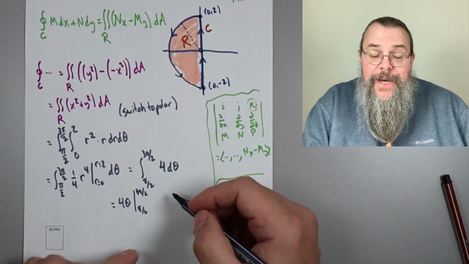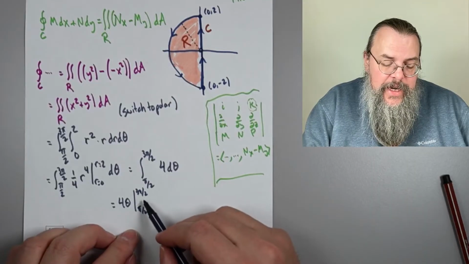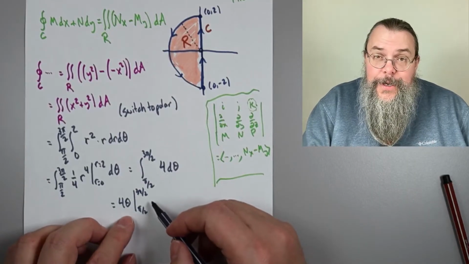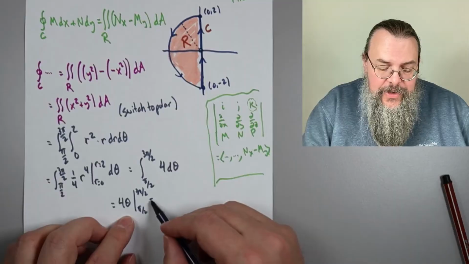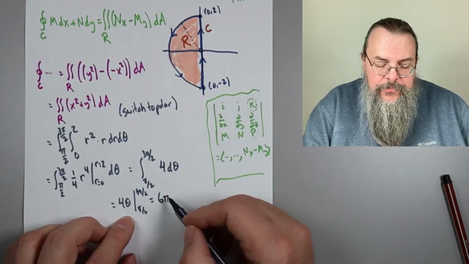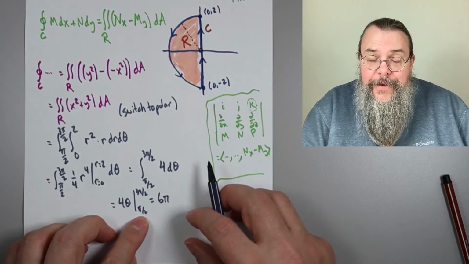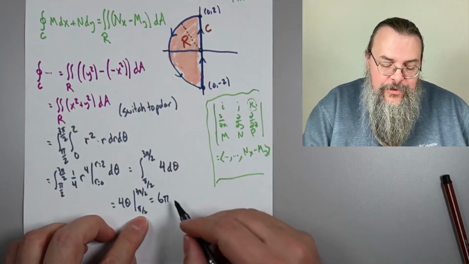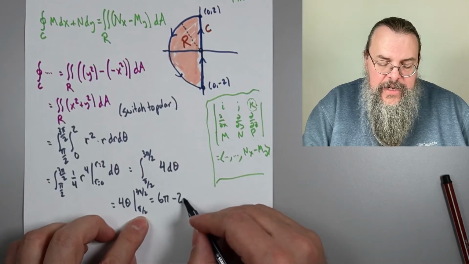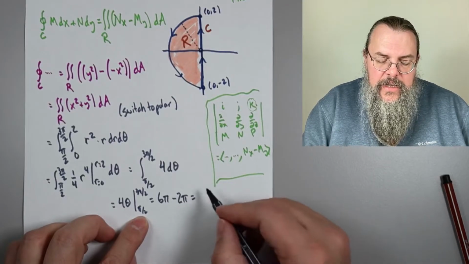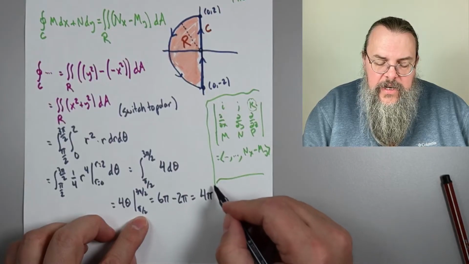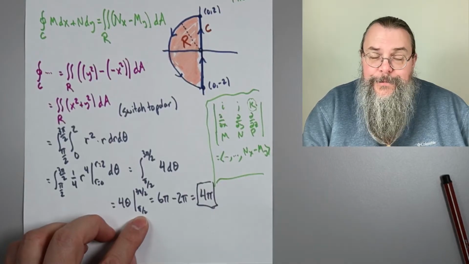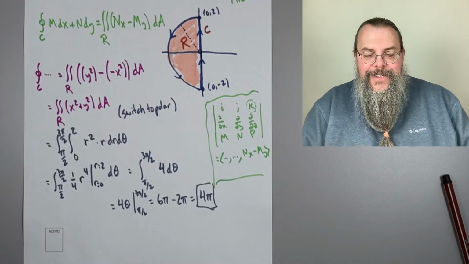Okay, plug in 3 pi halves. 3 pi halves times 4 will be 12 pi halves, also known as 6 pi. Plug in pi halves. 4 times pi halves is 2 pi. So 6 pi, subtract 2 pi, leaving us a final answer of 4 pi. So there you go.